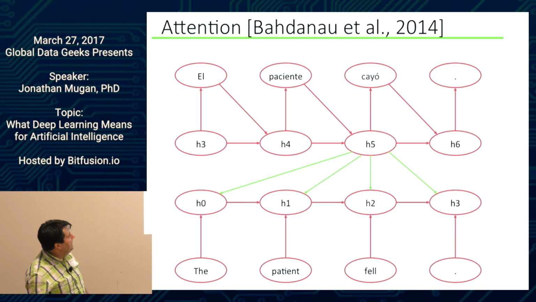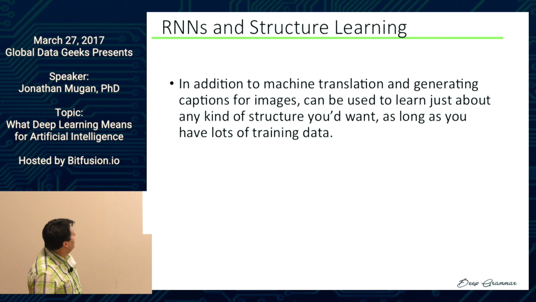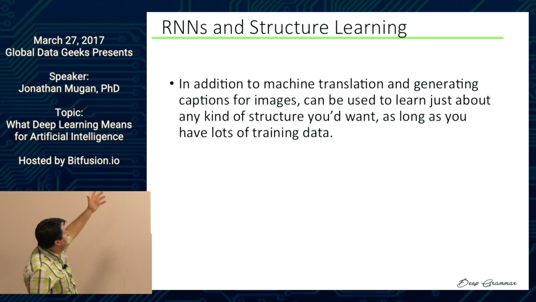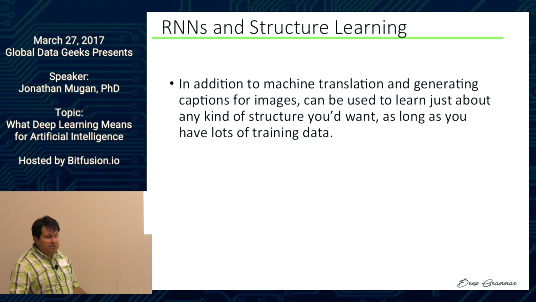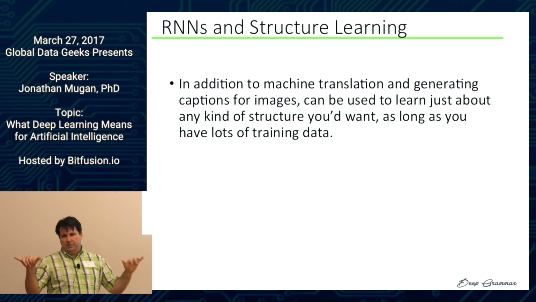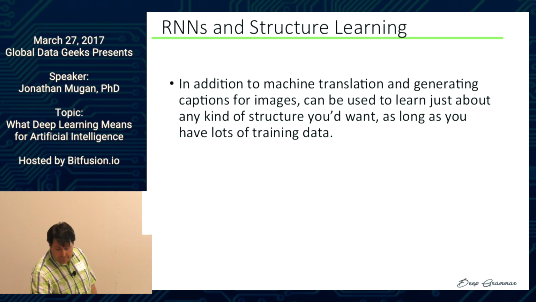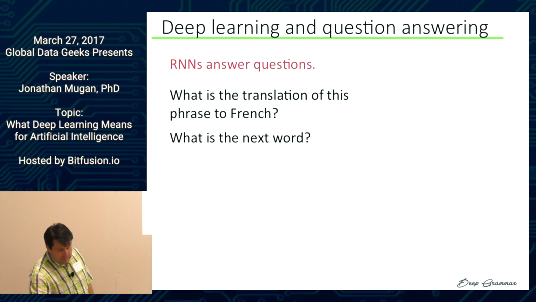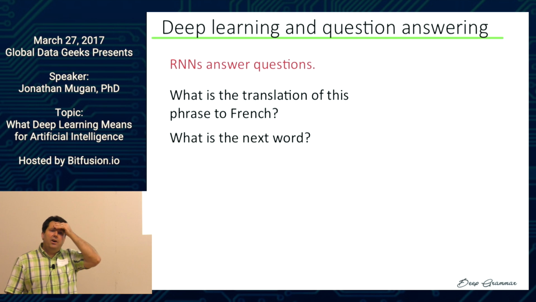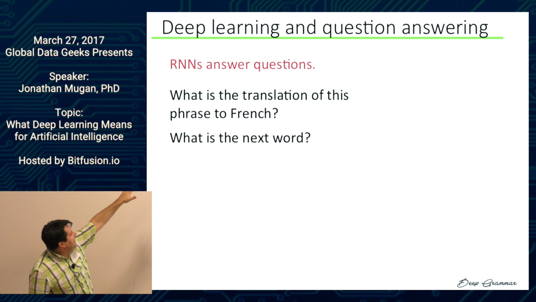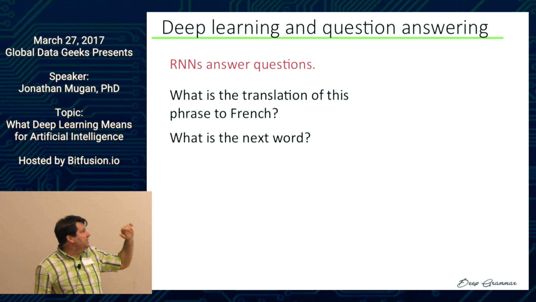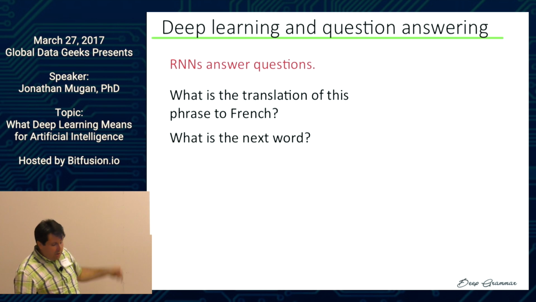And so these models are quite general, these sequence-to-sequence models. So in addition to machine translation, you can generate all kinds of things. You can do parses for sentences. As long as you have a lot of pairs of sequences, you'll be okay. In fact, you can even start to answer questions with all this kind of deep learning NLP stuff. So, you know, we've already answered one kind of question. What is the translation of this into French? Or what is the next word?